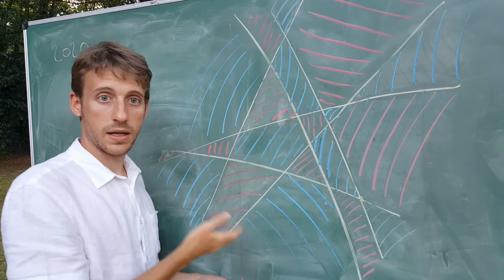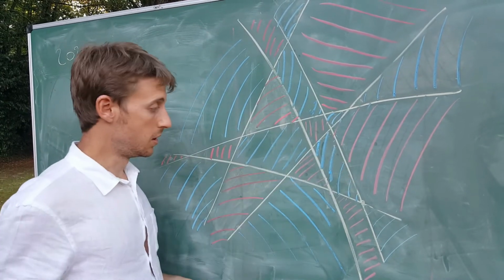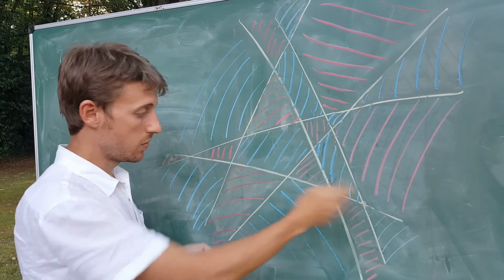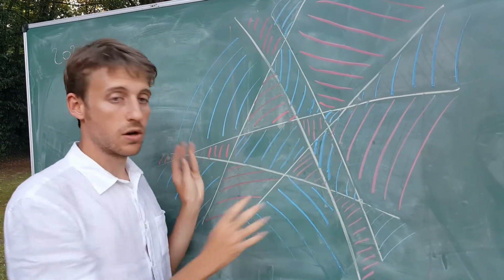And you keep going like this. And you can also try it with the shapes that you drew. You can try the same rule, and you will see that you can do this coloring with only 2 colors.